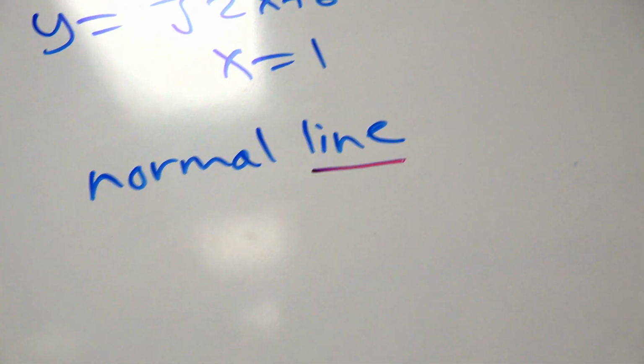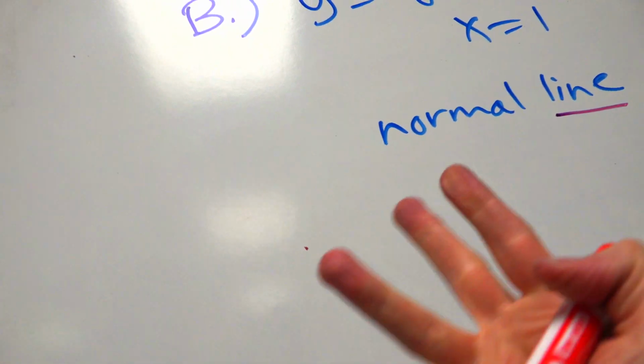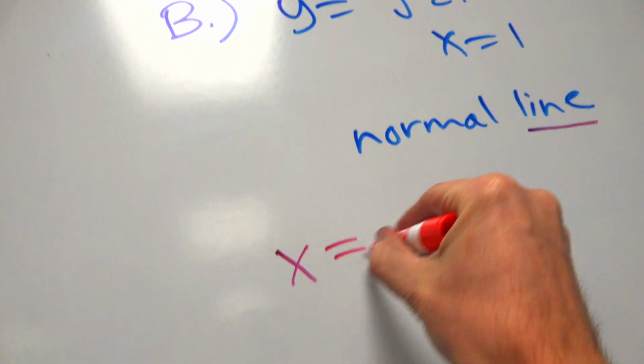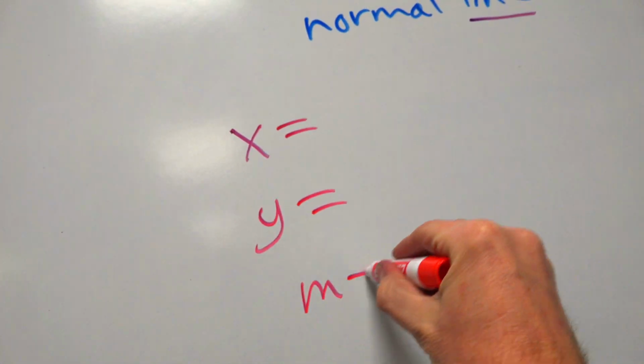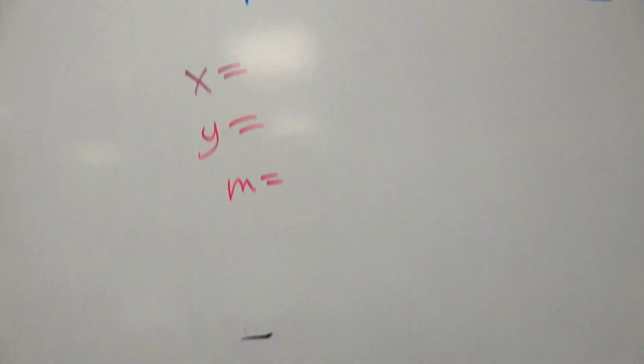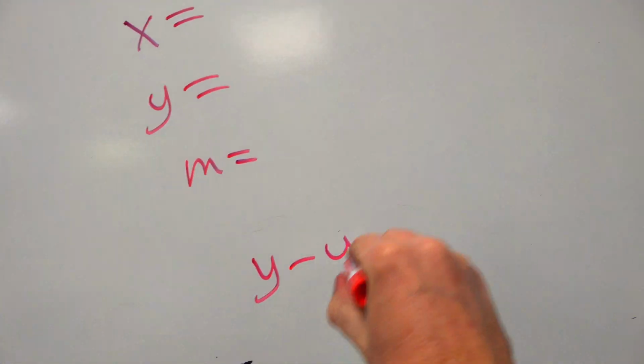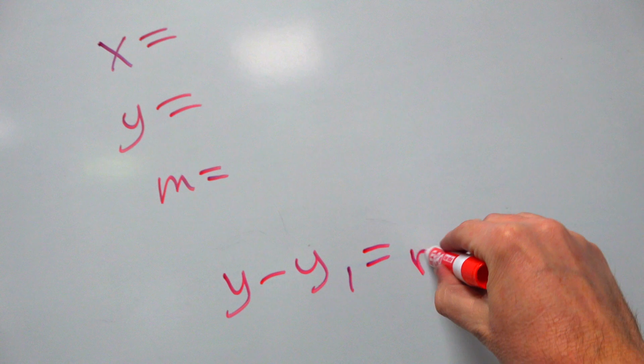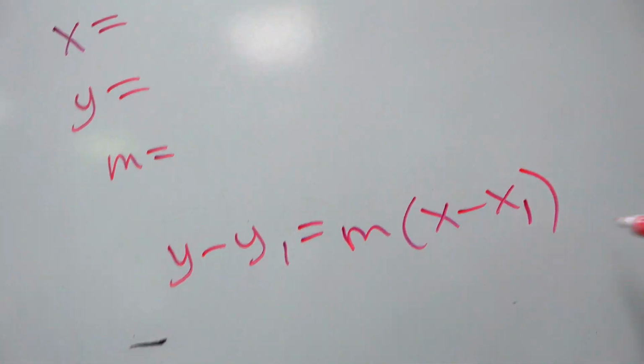It's a line. All I need for a line is 3 things: x, y, m. I can write any line equation, okay? And then I just toss it into y minus y1 equals m times x minus x1 from there. That's it.